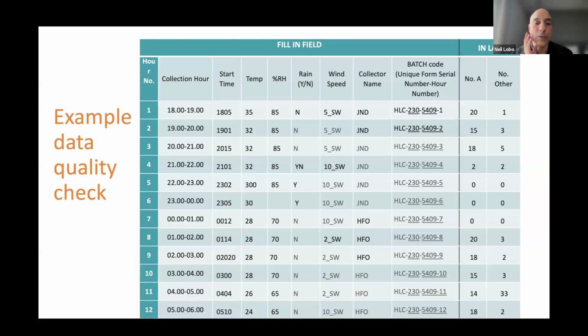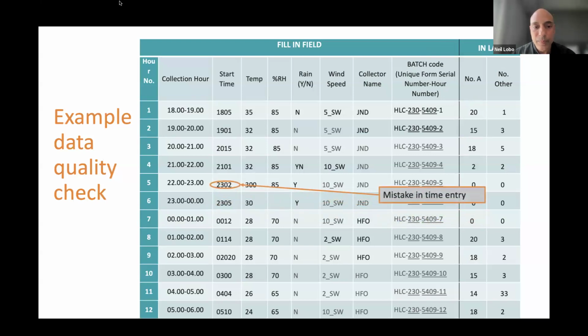Here's an example that I usually ask people to look for mistakes in this data set. On top, we have a collection hour, which is from 6 to 7, 7 to 8, 8 to 9. We have the time the collections actually started, the temperature, relative humidity, rain, yes or no, wind speed, collector's name, the codes for that hour of collection, and so on. And normally I'd ask you all to identify mistakes, but I'll just go through them.